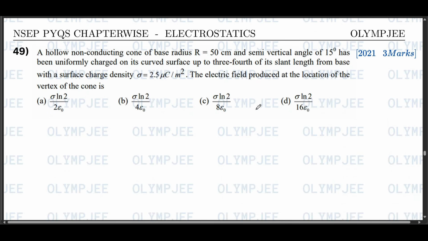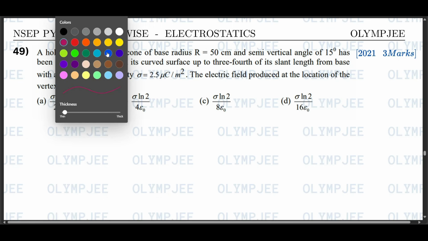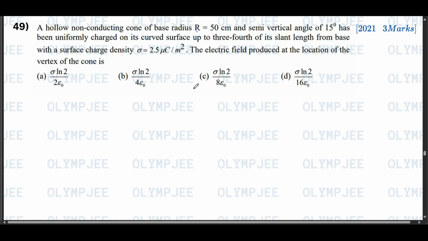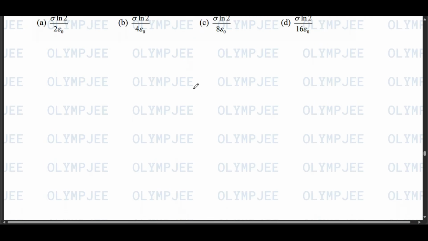Moving on to question 49, it says a hollow non-conducting cone of base radius 50 centimeter and semi-vertical angle of 15 degree has been uniformly charged on its curved surface up to 3/4 of its slant length from the base with surface charge density of 2.5 microcoulombs per meter square. So the field produced at the location of vertex of cone is. So this is a bit difficult question. Let us see.